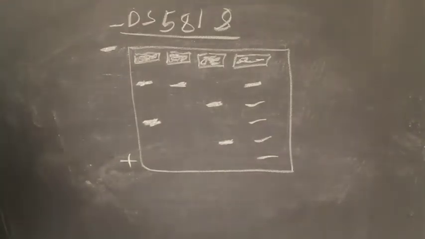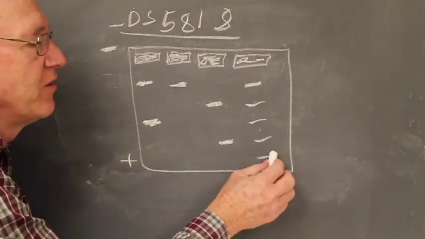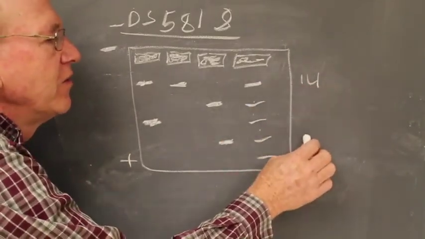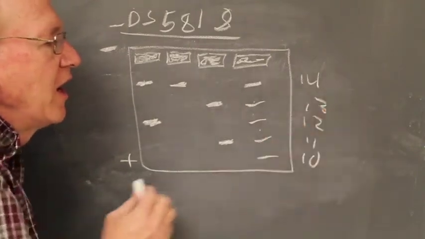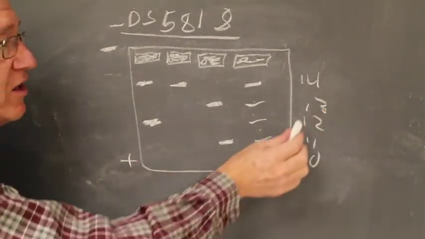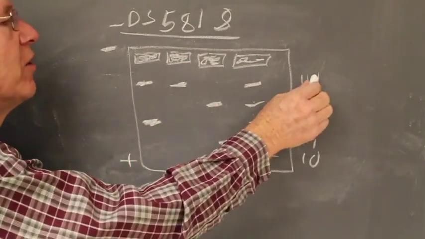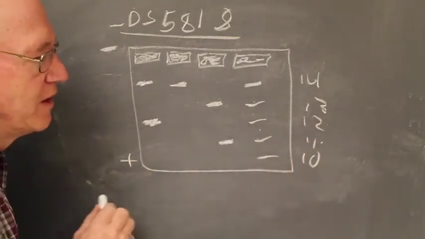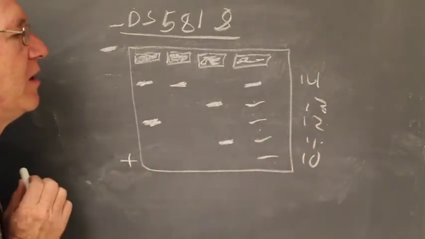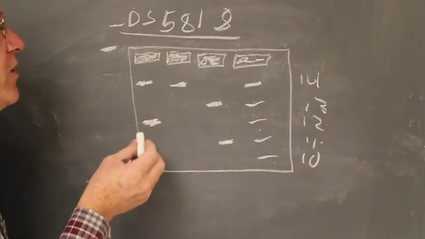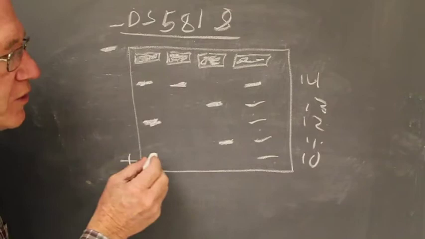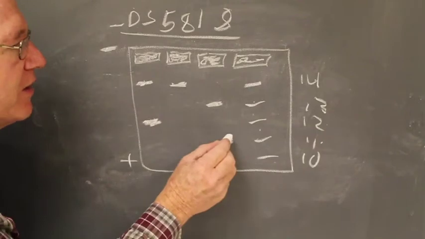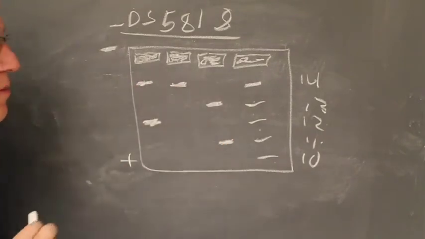If this is our ladder with all of the STR lengths, then this one would be our smallest, which would be 10. This would be our biggest, which would be 14. And this would be 11, 12, and 13. So if you want to know the STRs on our gel, then this STR would be 14, this one would be 13, this one would be 12, this one would be 11, this one is not represented by any of these individuals. So if we wanted to know the genotype of this person by STRs, this person would have an 11 and a 14, this person would have only a 14, this person would have an 11 and a 13, and those are our three people.